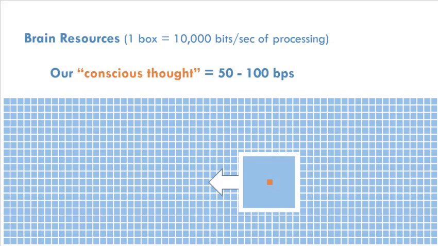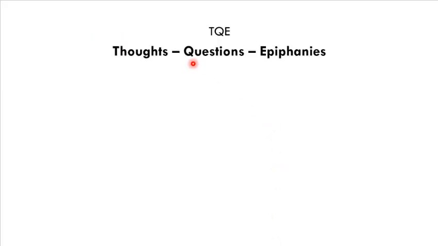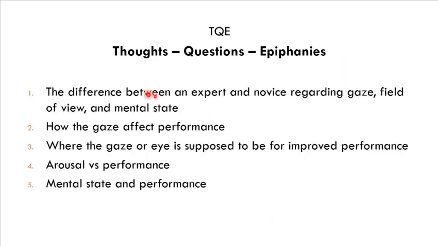In class or on Blackboard, we'd have a discussion of any thoughts, questions, or epiphanies that you had from that video. I would seed the questions with these 5 aspects of the difference between expert and novice regarding gaze, field, how the gaze affects performance, what you're focusing on to improve performance, your arousal level versus performance. This is where we start to bridge the gap between motor performance, motor control, and sports psychology. Are you in a sloth-like or lazy state, or are you in an overstressed state, and that's affecting performance, and then the mental state and performance?